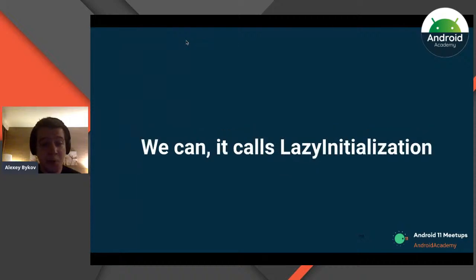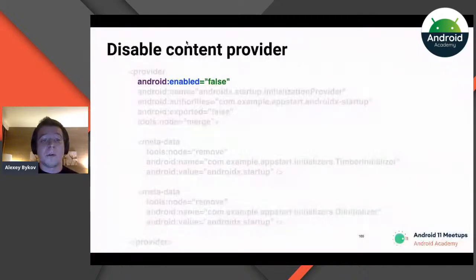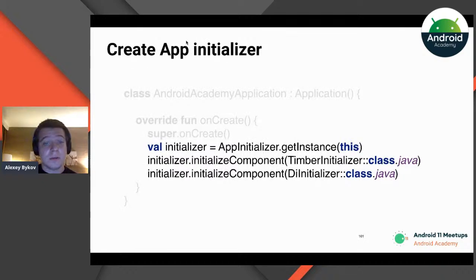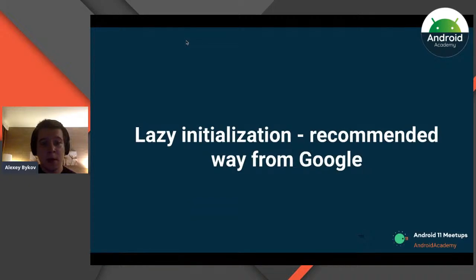And the next interesting topic: can we avoid content providers at all for application initialization? And the answer is, sure, we can. Inside the application startup, it is called lazy initialization. First, we should disable our content provider because it has more priority than the one in the library, and just mark it as false. Then we should initialize our components manually inside the application class, which is actually quite simple. And lazy initialization is the recommended way from Google, and your goal should be to avoid content provider initialization in the future.